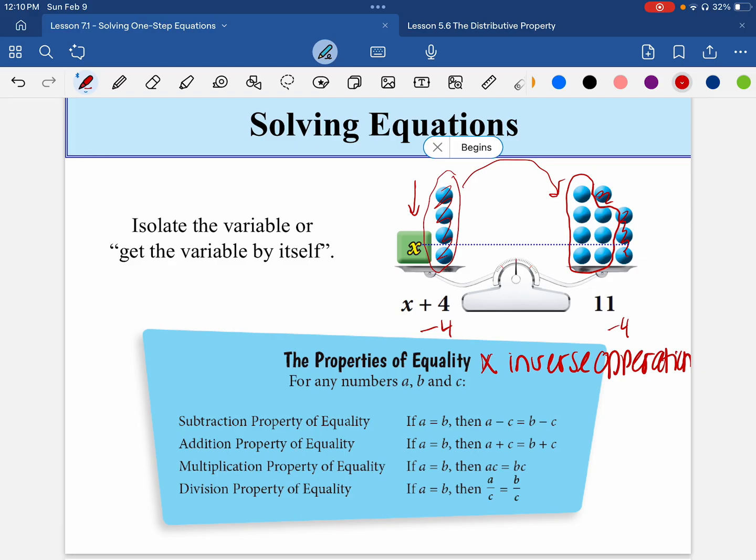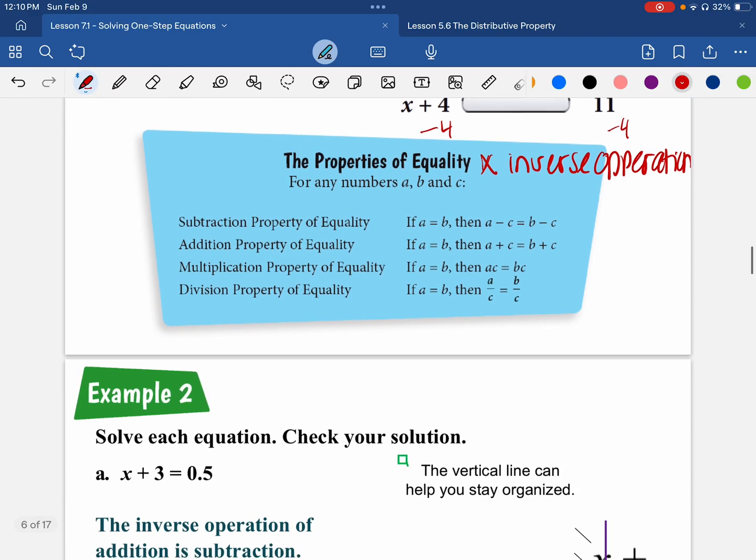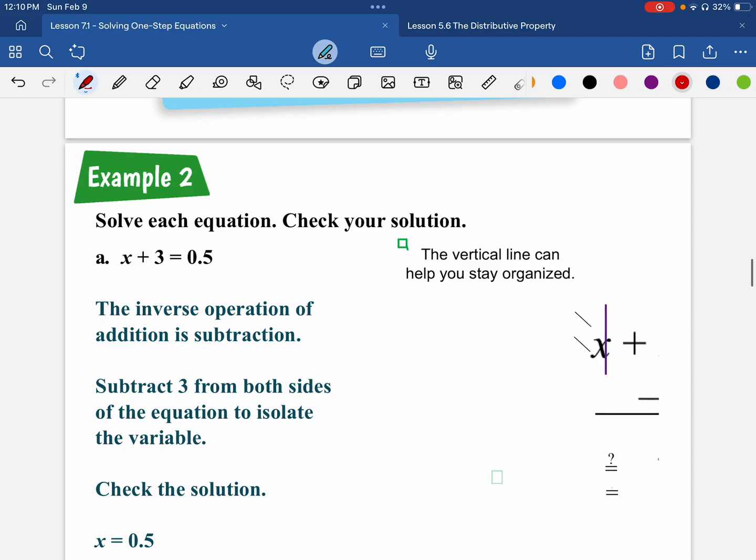Okay, so let's take a look at how this works. So in this case, I have x plus 3 equals 0.5. So the inverse operation of addition is subtraction. We just talked about that. So we're going to start out with x plus 3 is equal to that 0.5. I took the 0 away, but if you leave it in, same answer. So we're going to do the inverse operation.